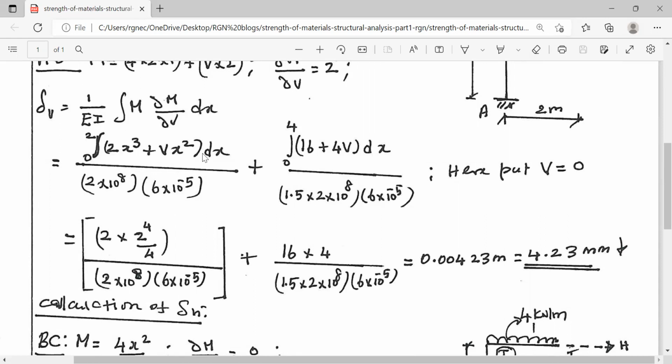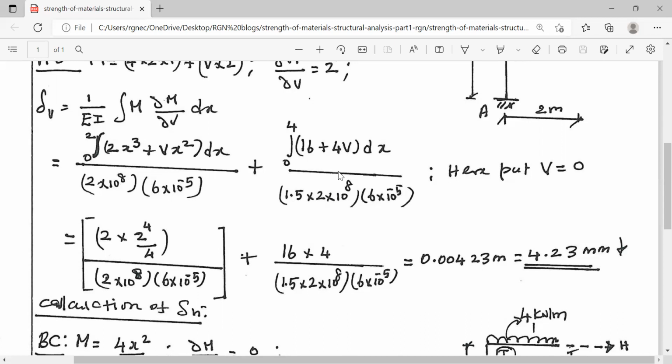This is the multiplication of M into dm by dV. This is the multiplication of M into dm by dV for the portion BC. This is for the portion AB. So the values of E and I have been calculated in terms of kilonewton per meter square and meter to the power 4. After substitution, we have this expression for delta V.